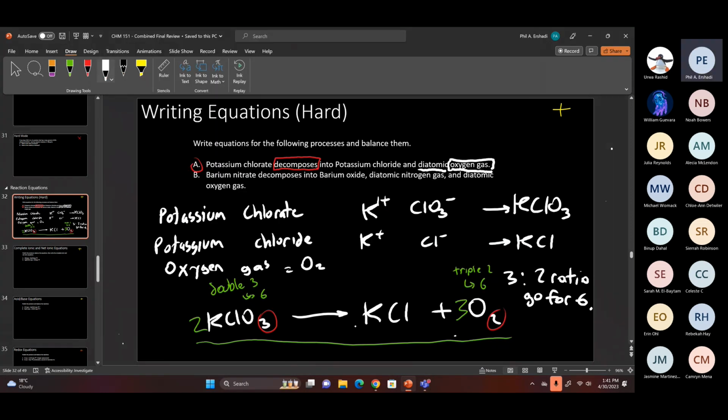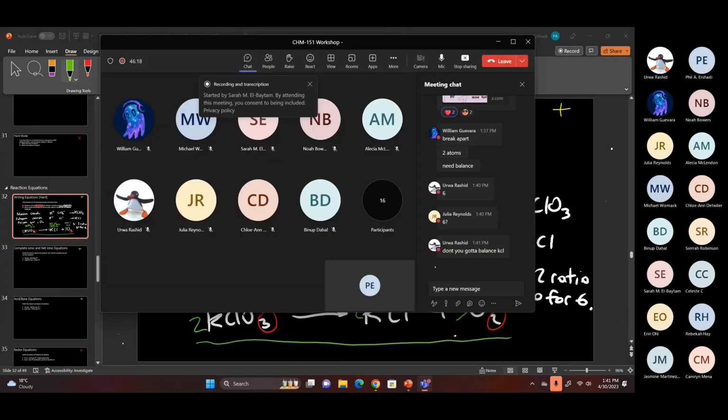Oh, now that we've actually put a 2 in front of the KClO3, that does mess up our KCl, doesn't it? You're right about that. So since you changed KClO3, you also have to change KCl. So you are right about that. 2 KClO3, 2 KCl, 3 O2. All right, pretty good.